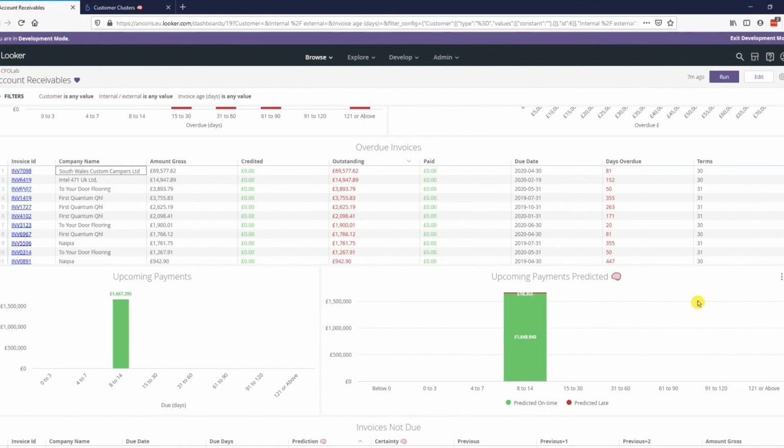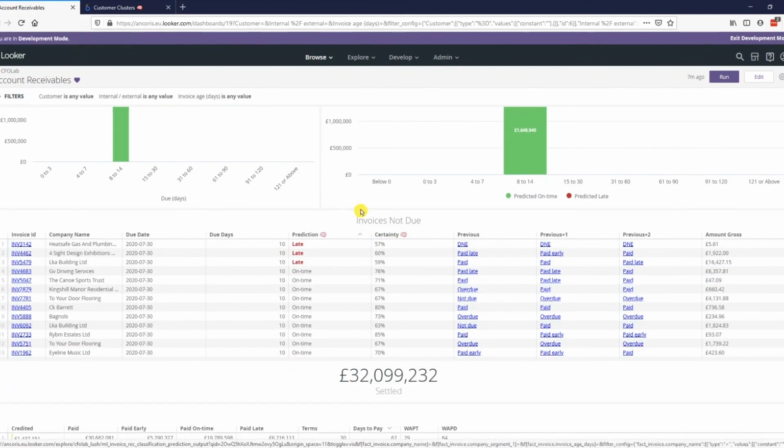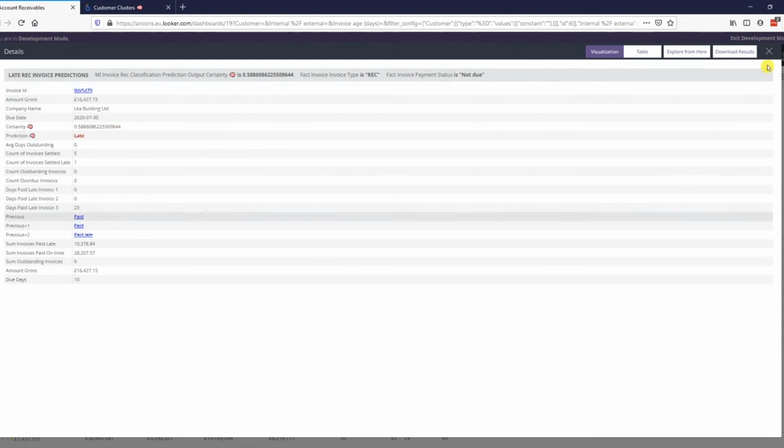Furthermore, if you'd like to learn a little bit more about how AutoML came to that conclusion, we offer the ability to click on the certainty to see all of the underlying features that went into the model.